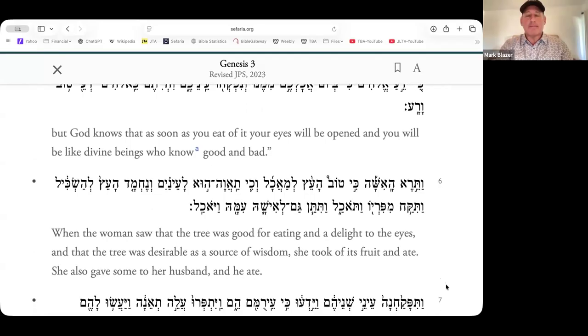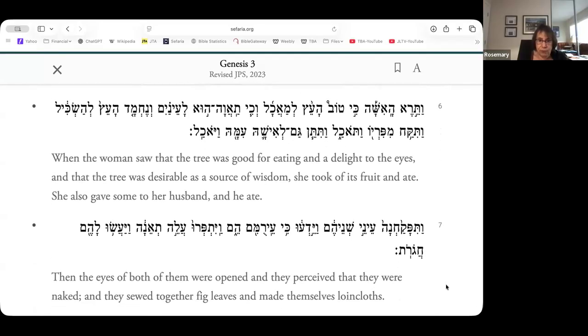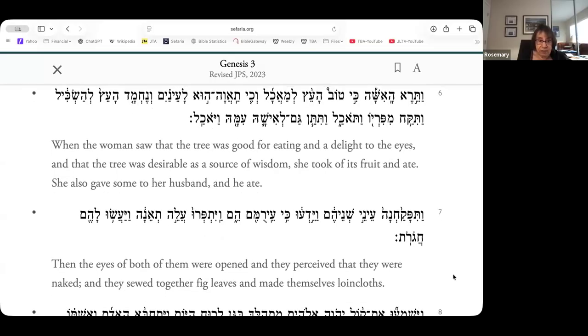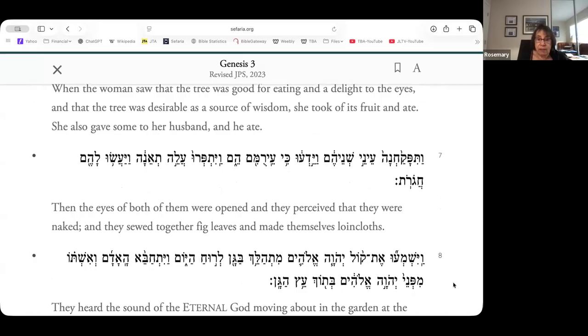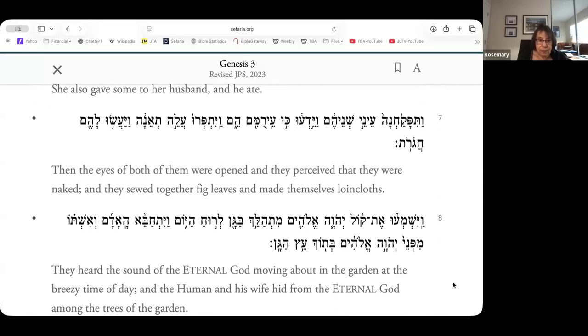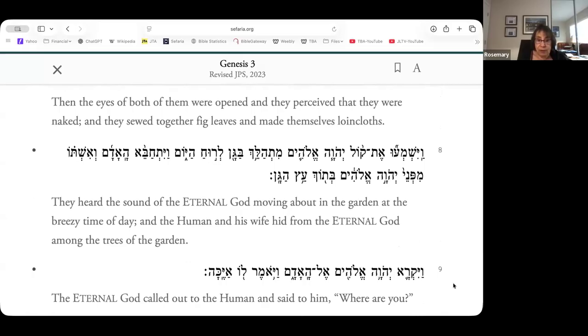And here's what happens. When the woman saw that the tree was good for eating and a delight to the eyes, and that the tree was desirable as a source of wisdom, she took of its fruit and ate. She also gave some to her husband, and he ate. Then the eyes of both of them were opened, and they perceived that they were naked, and they sewed together fig leaves and made themselves loincloths. They heard the sound of the eternal God moving about in the garden at the breezy time of day, and the human and his wife hid from the eternal God among the trees of the garden.